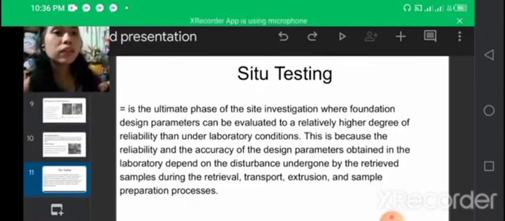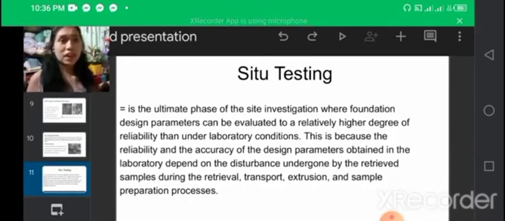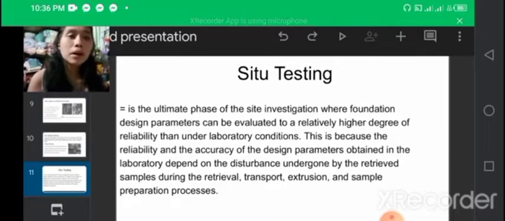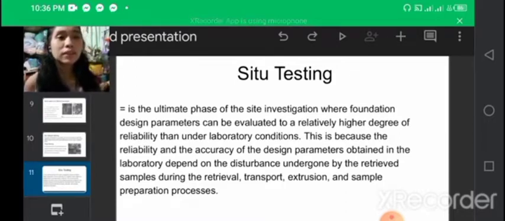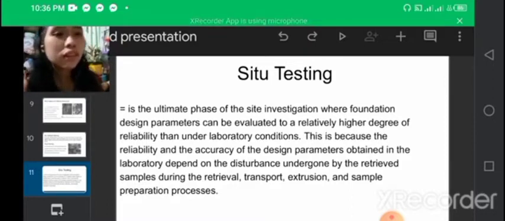Next is the in situ testing. It is the ultimate phase of site investigation, where foundation design parameters can be evaluated to a relatively higher degree of reliability than under laboratory conditions. This is because the reliability and the accuracy of the design parameters obtained in the laboratory depend on the disturbances undergone by the retrieved samples during the retrieval, transport, extrusion, and sample preparation process.